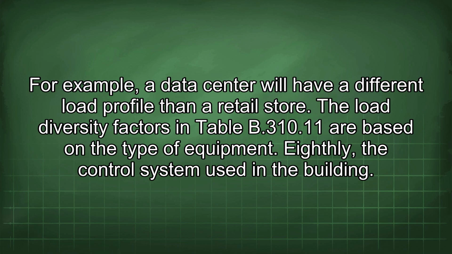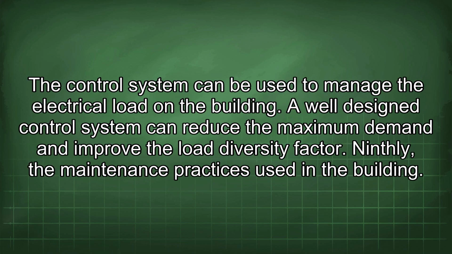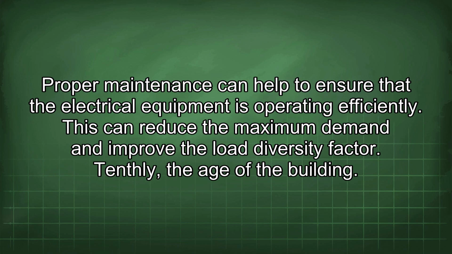Eighthly, the control system used in the building. The control system can be used to manage the electrical load in the building. A well-designed control system can reduce the maximum demand and improve the load diversity factor. Ninthly, the maintenance practices used in the building. Proper maintenance can help to ensure that the electrical equipment is operating efficiently. This can reduce the maximum demand and improve the load diversity factor. Tenthly, the age of the building.